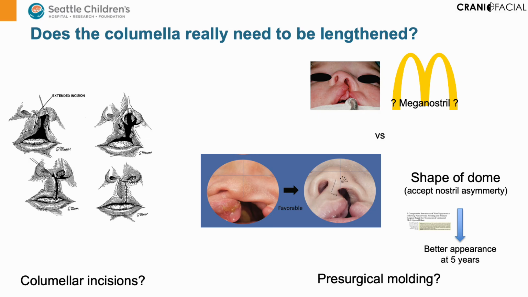For example, in the image in the upper portion on the right, I think there's a real risk of producing a meganostril. Based on our analysis of outcomes at 5 years after surgery, it was really the shape of the dome that was most important. And so, if on the image on the right there's asymmetry and apparent shortness of the columella, that actually may be okay, and that actually may be just right. We don't want to overdo our molding.